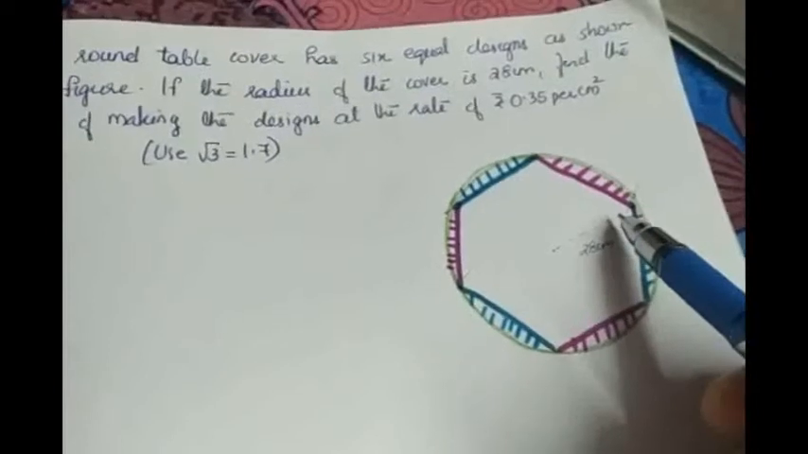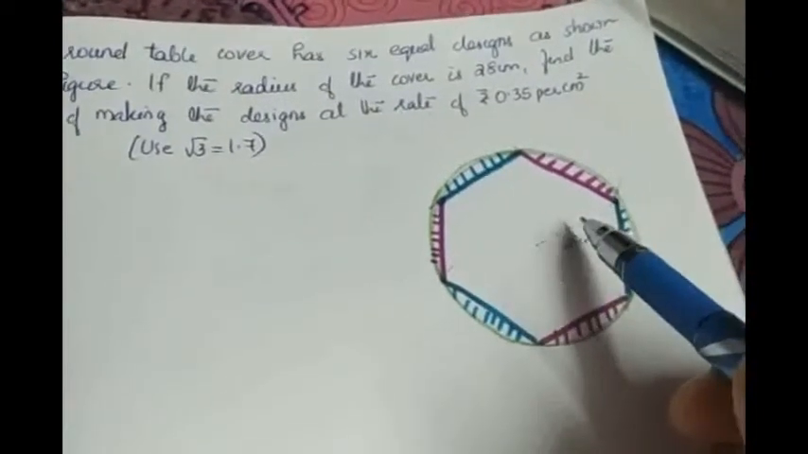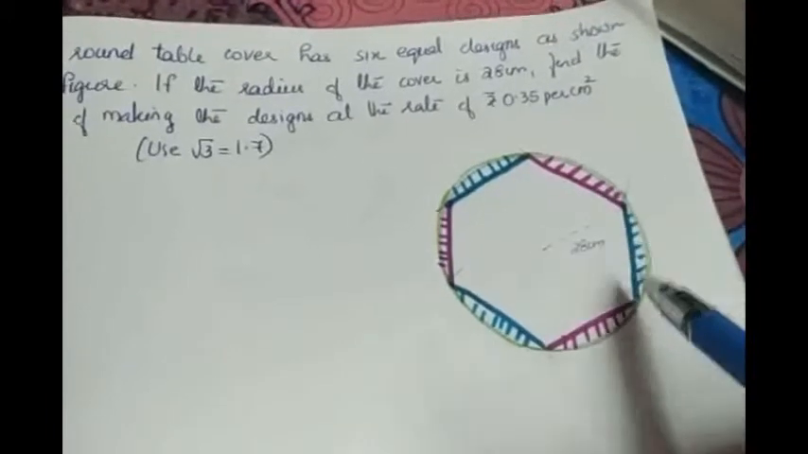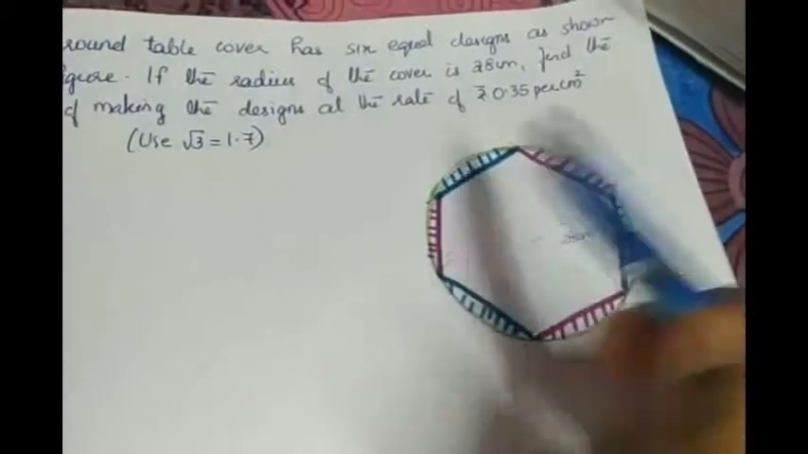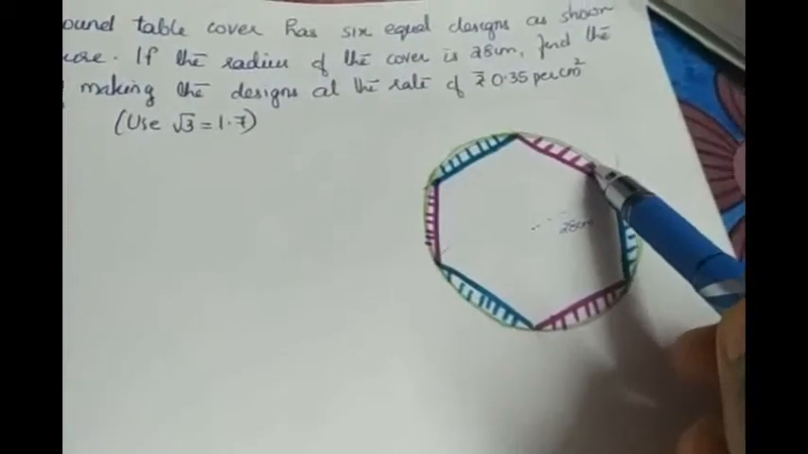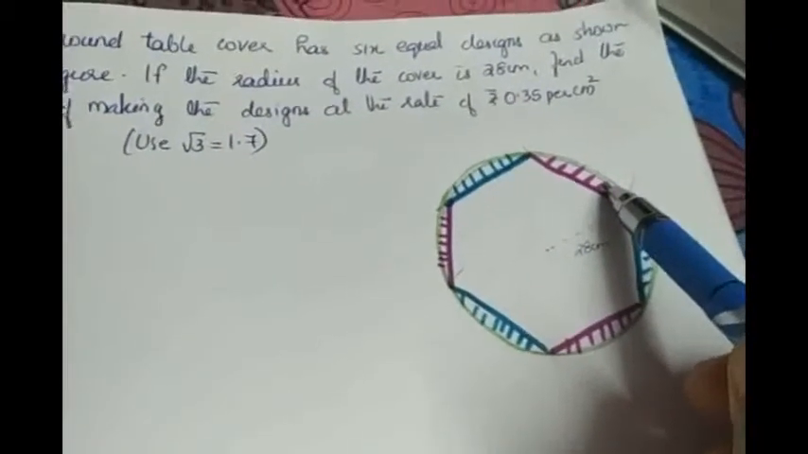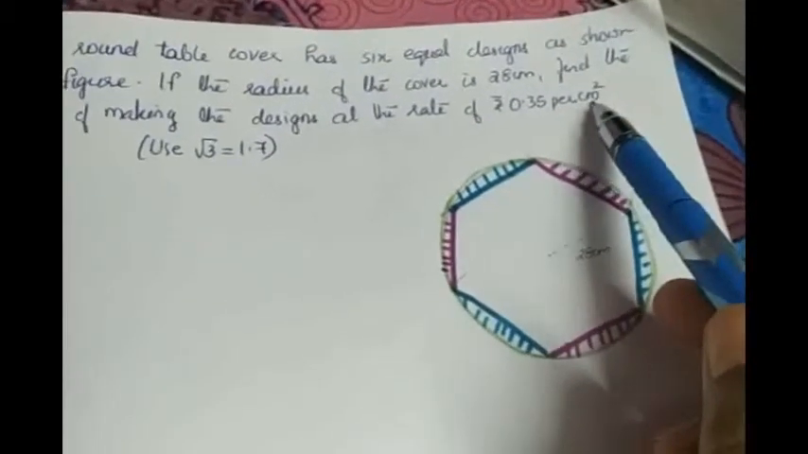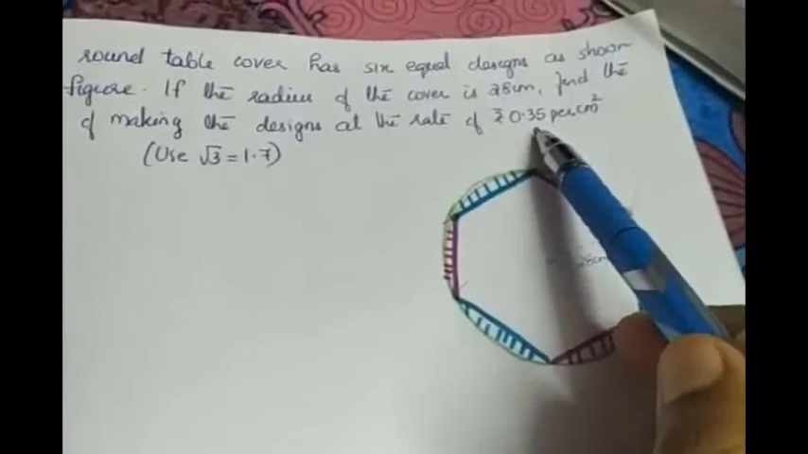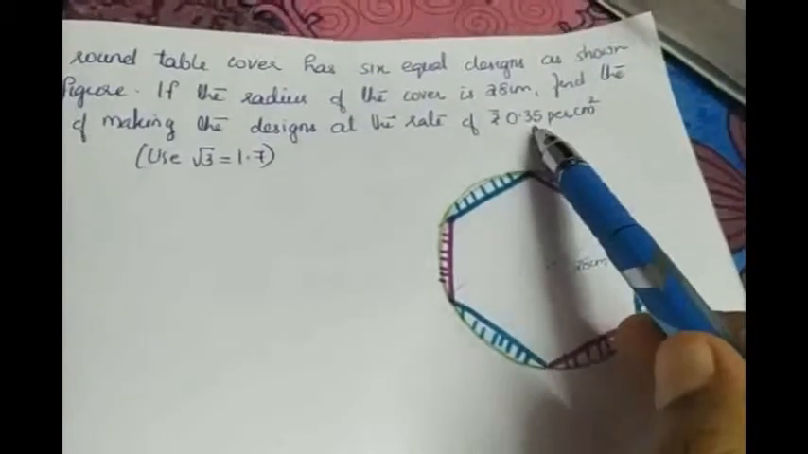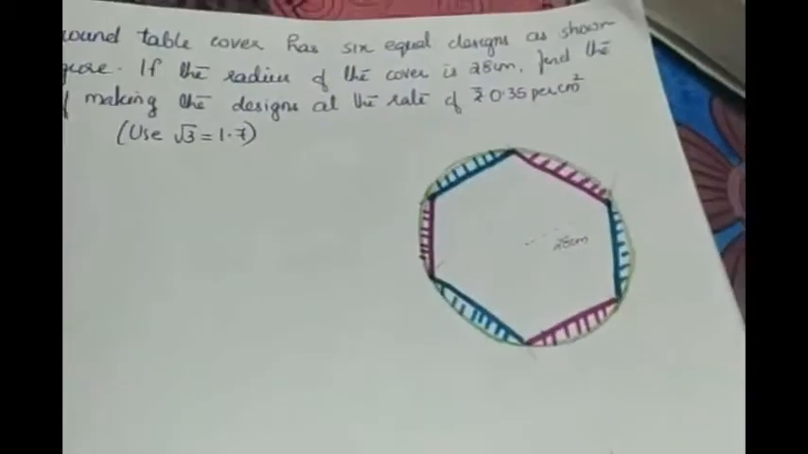To find the cost of making the design, before finding it, we have to know the area of the design, isn't it? And each design is of equal area. That means we just need to find the area of one design and multiply it by 6. That will give you the area of the design. And it is given that for per centimeter square, the cost is 0.35. So after finding the area, just multiply it with 0.35 to get the cost of the total design.